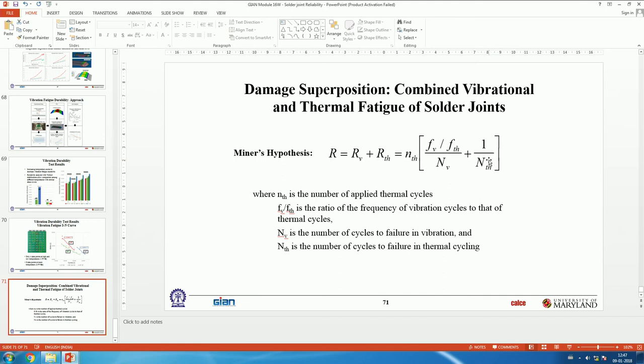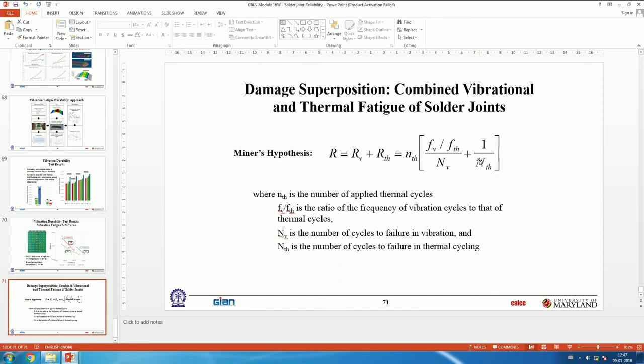This is, again, a very simplified approach. We are just superposing the thermal damage with the vibration damage. In the mechanical world, we call that linear superposition. That's called Miner's rule. It works reasonably well as long as the vibration level and temperature levels are reasonably mild, which is what it usually is in the field. In accelerated testing, both are pretty severe, and the simple model doesn't work. There's nonlinear interaction between temperature cycling and vibration.